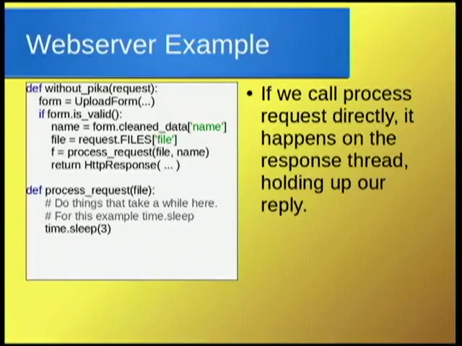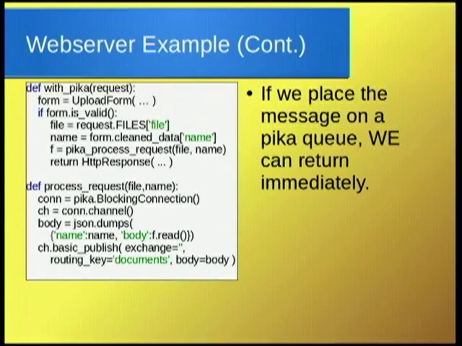Pop back over to our code. We can take a look at what we're going to try and do next. We're going to try and separate this out with Pika. Go ahead and accept the file, send off a request to process the request, but instead of actually doing the processing right there on that thread, we're going to go ahead and stick it onto an AMQP queue, waiting for a worker to come around and get it. So all we do is we accept a file via request.files, call process request with the Pika this time, and we go into this function.